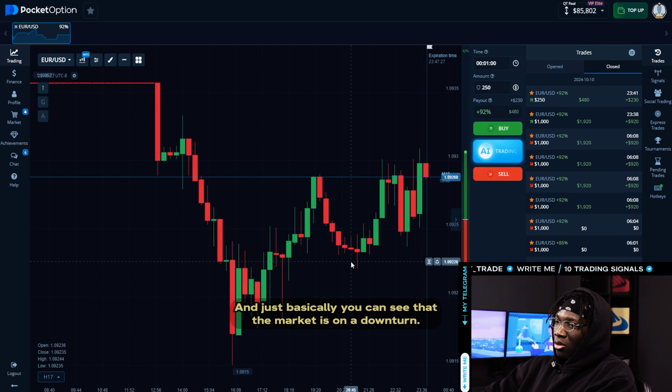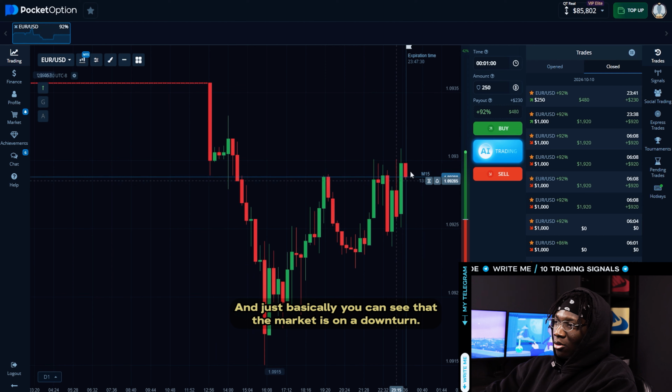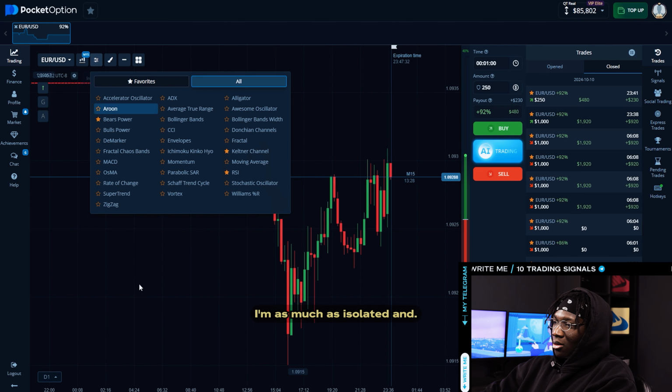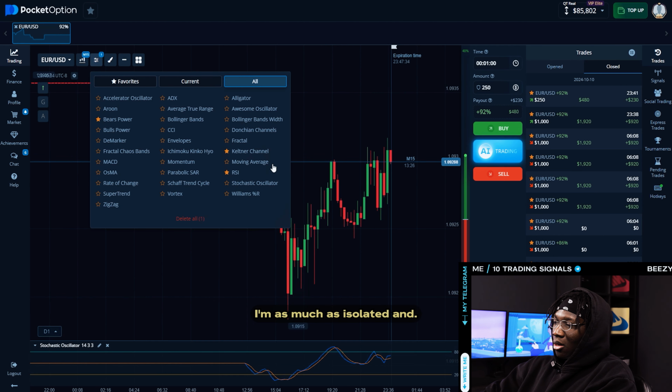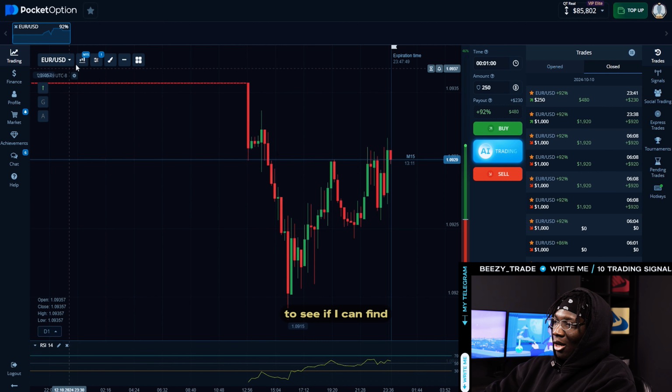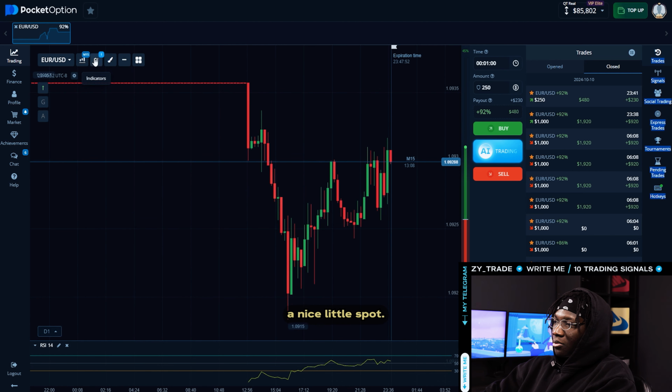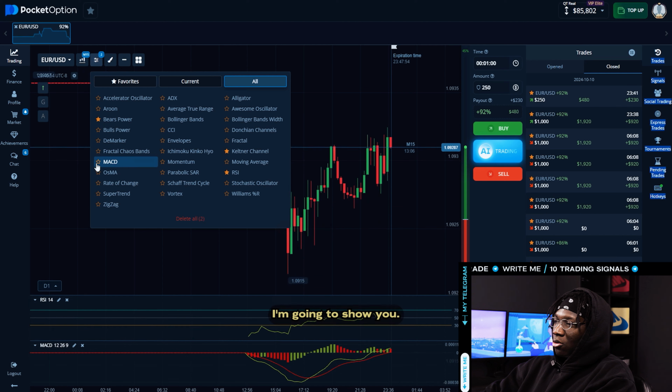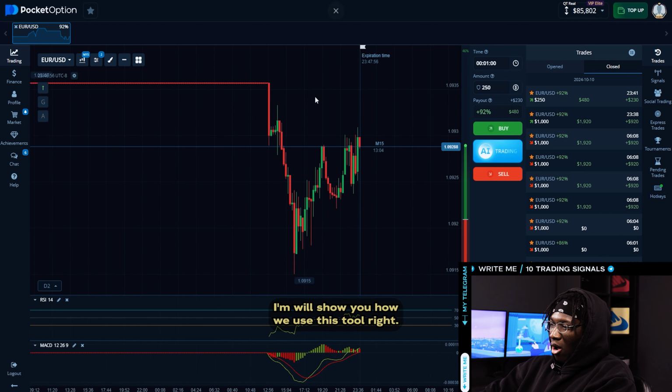And basically you can see that the market is on a downturn. I'm gonna ask my stochastic oscillator and I might try to use RSI and MACD together to see if I can find a nice little spot. Alright, I'm gonna show you how I'm gonna use this too, right?